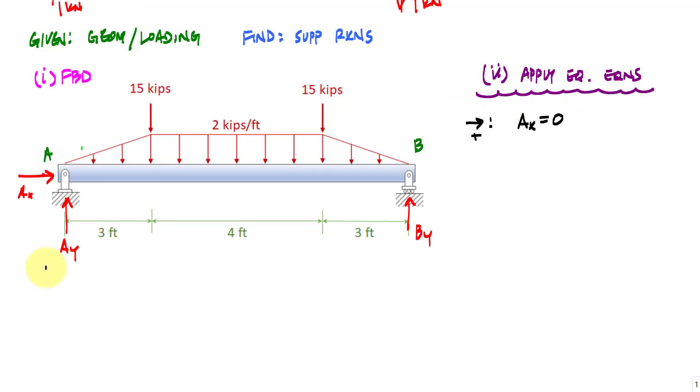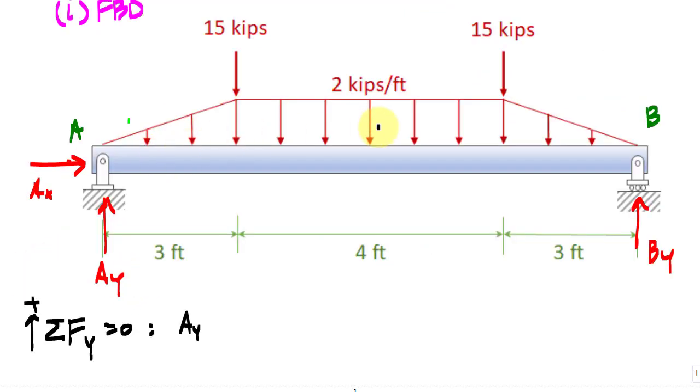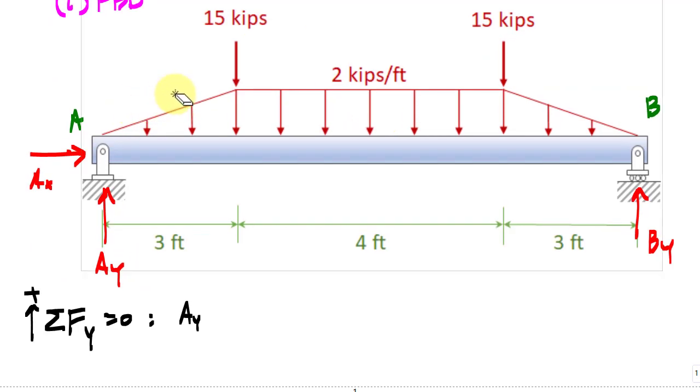So now let me take the sum of the forces in the vertical. This will be AY. I've got to deal with this distributed loading. What we know about distributed loads is that the area under the distributed load is a force resultant. And so I could break this up into 3 areas.